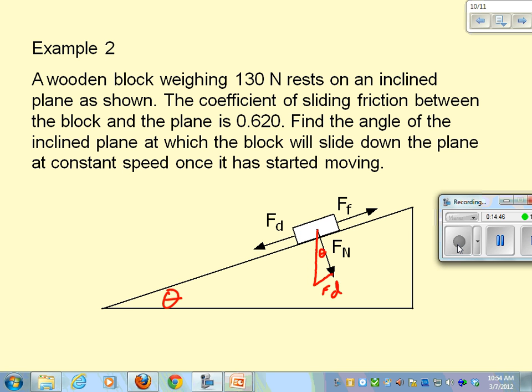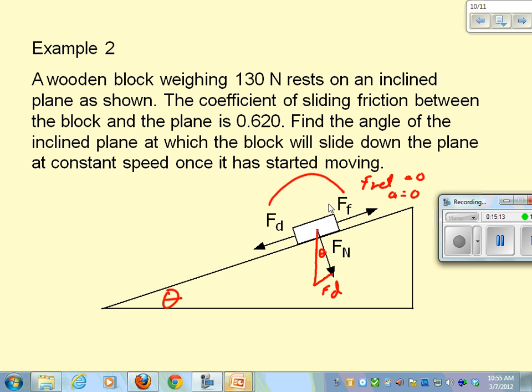So the question is, at what angle does the force down the plane equal the friction force? Because when these two are equal to each other, then the net force is 0, and therefore the acceleration is 0. And it moves at a constant speed. Now you have to get it going first of all, right? So you'd have to raise it to some point, get it accelerating, and then drop it down to that angle. And then it should move at a constant speed.